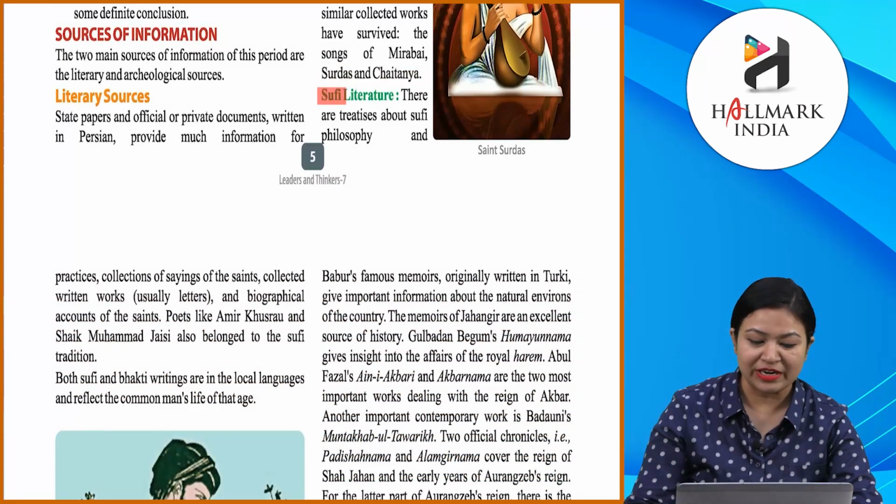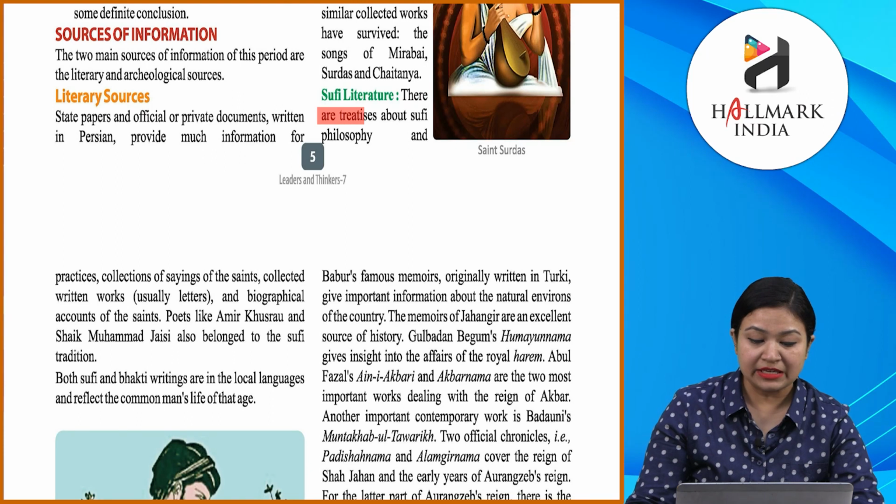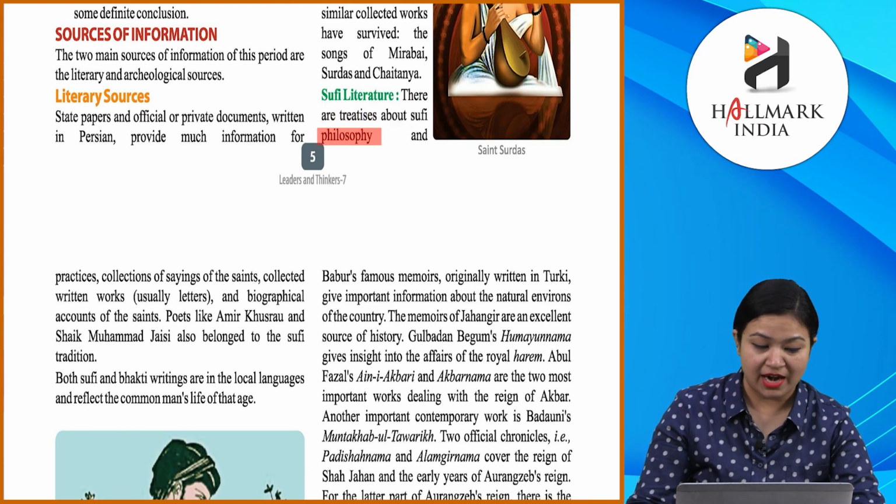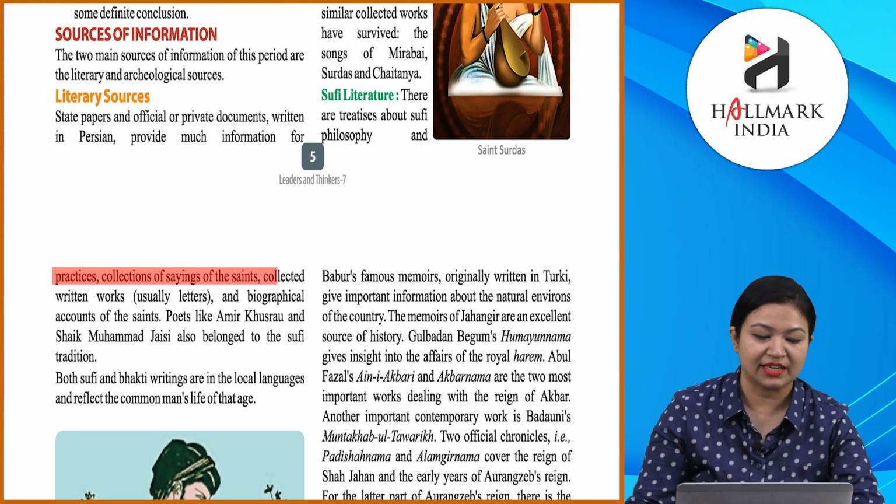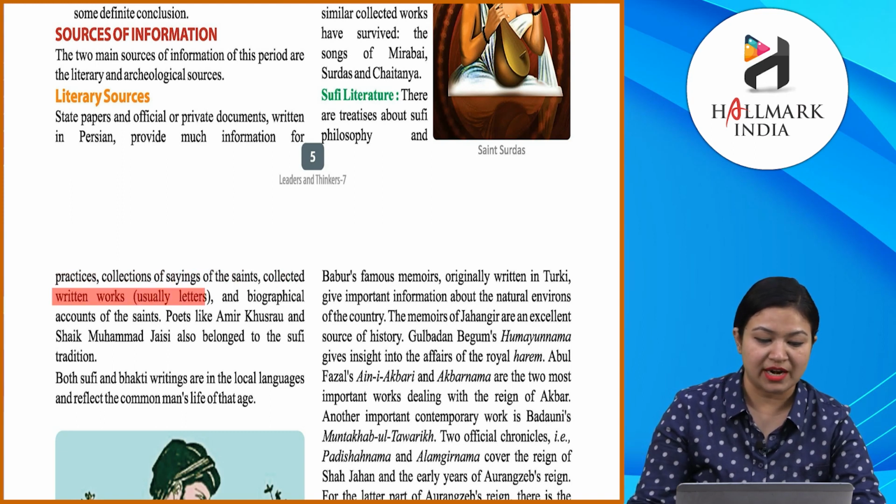Sufi literature. There are treatises about Sufi philosophy and practices, collections of sayings of the saints, collected written works, usually letters and biographical accounts of the saints.